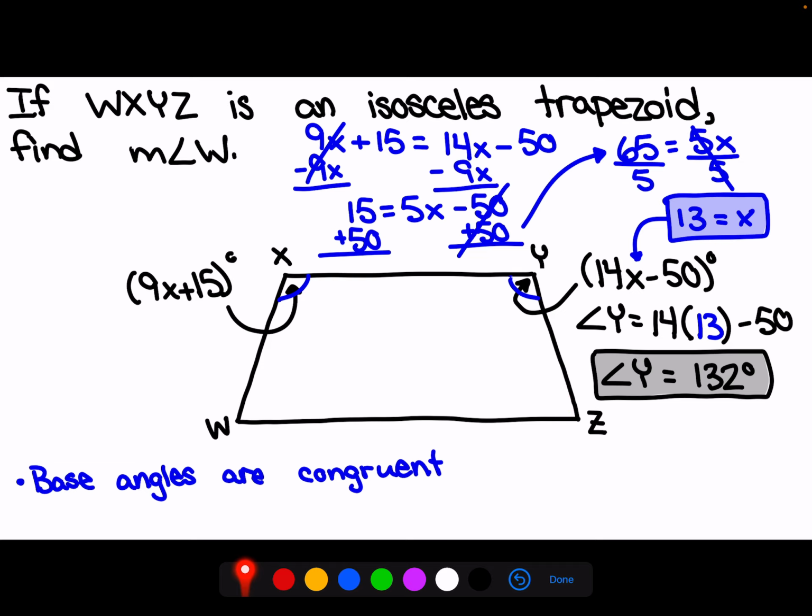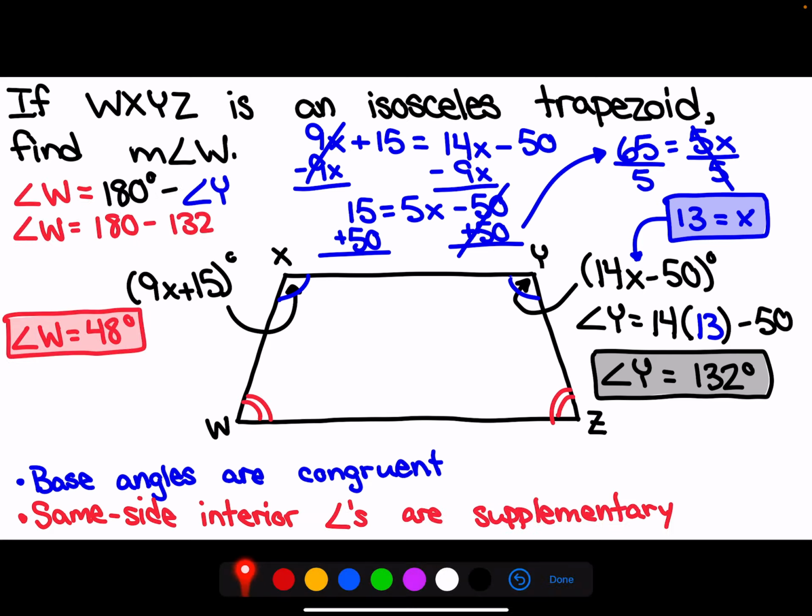Well, since angle y and angle x are the same, that means that 132 degrees and angle w are supplementary. So angle w is equal to 180 minus angle y. That'll give me 180 minus 132 degrees, which is 48 degrees total.